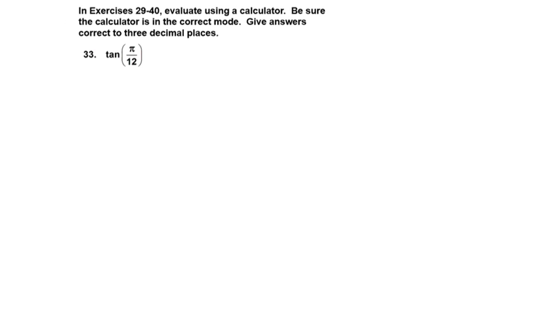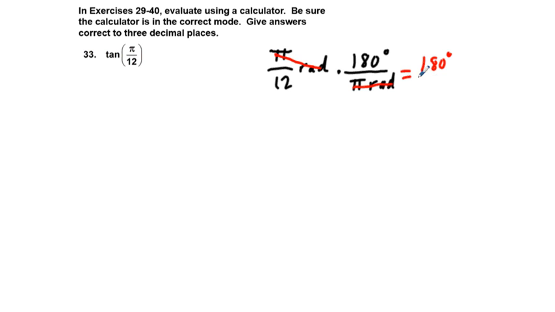Next on our problem, which is 33, tangent of pi over 12. So we're going to convert this, pi over 12 is quite obviously in radians. I said pi over 2, it's 12. And to convert to degrees, we multiply this by 180 degrees over pi radians. And we have cancellations here. Pi radians over pi radians cancel each other. So we get 180 degrees over 12, which is going to be equal to 15 degrees.